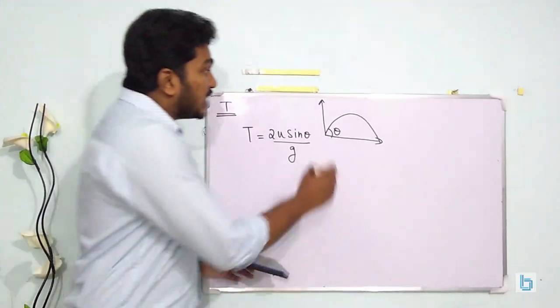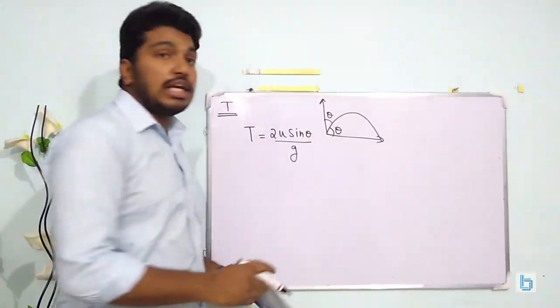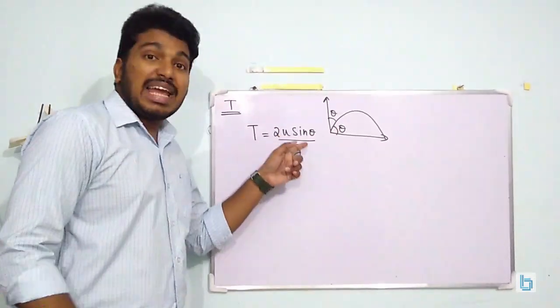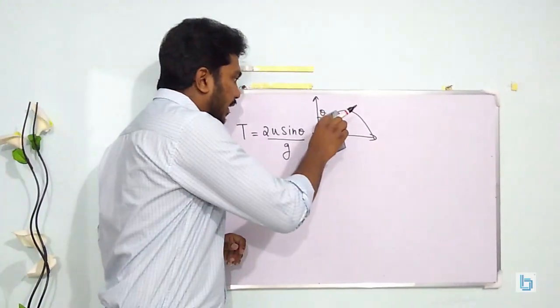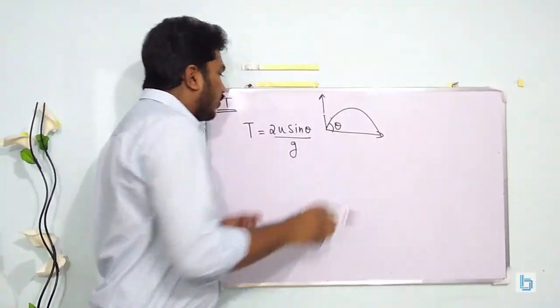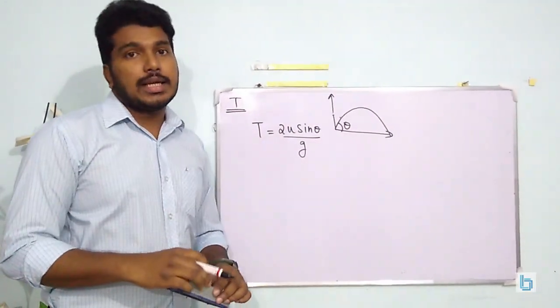Suppose we consider this angle, and consider the other angle. It will be 2u sine 90 minus theta by g. Do remember that. Now we have, time of flight is equal to 2u sine theta by g.